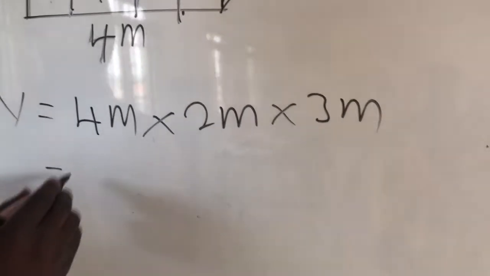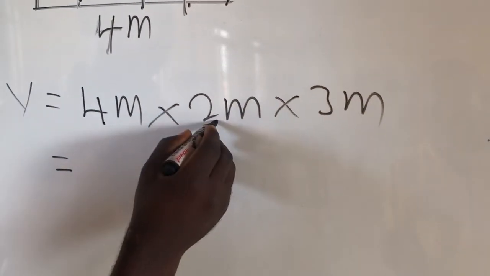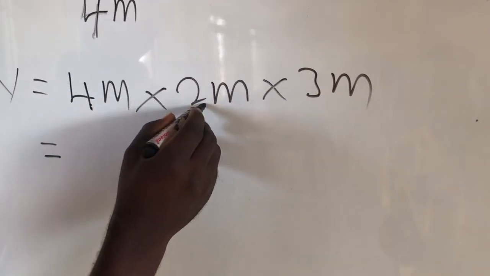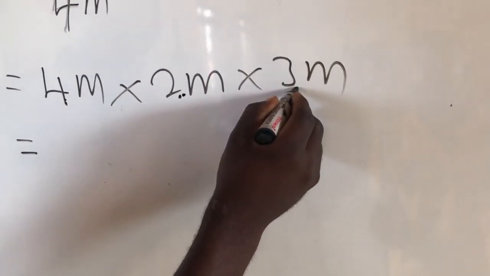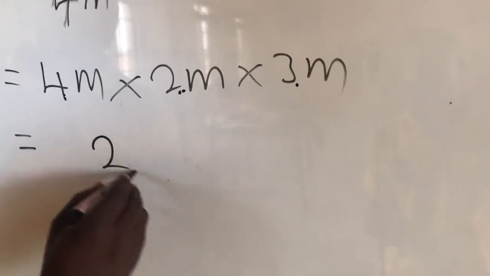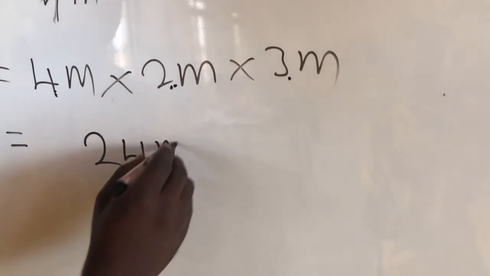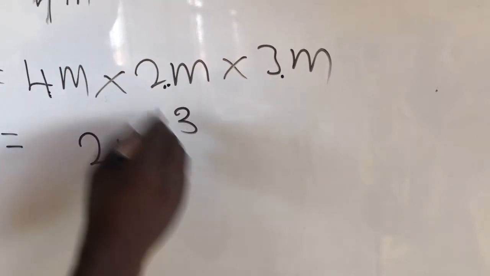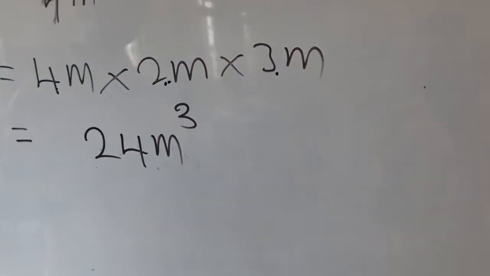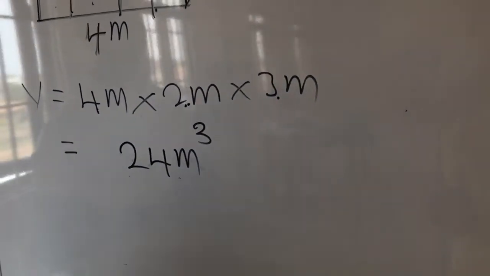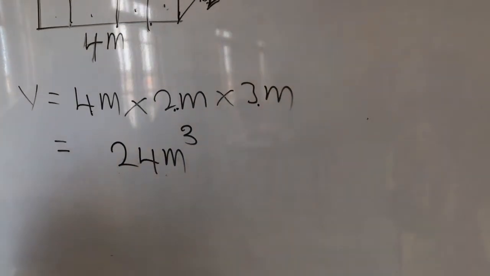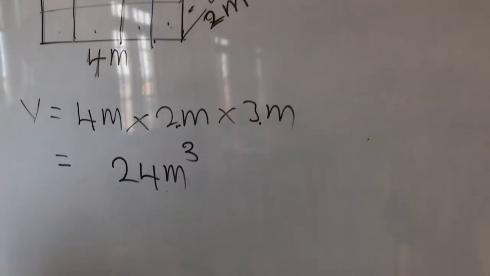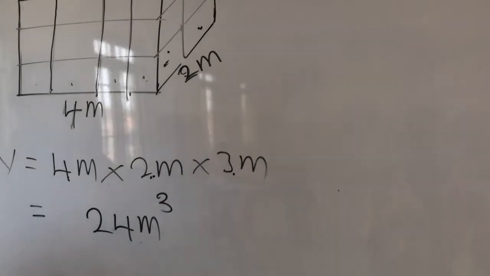Let's find the volume. 4 meters times 2 meters. So 4 times 2 is 8. 8 times 3 is 24 meters cube. 24 meters cube. So, in our next lesson, we continue this by finding the number of cubes in a container.